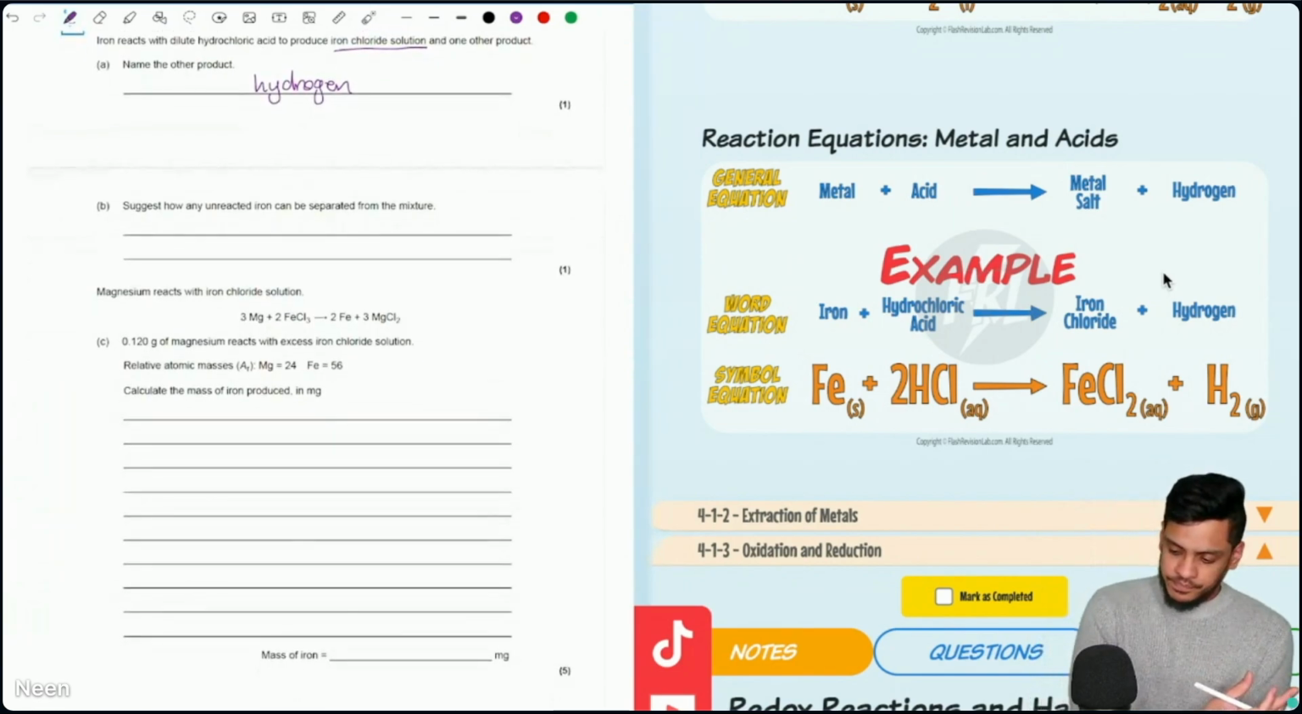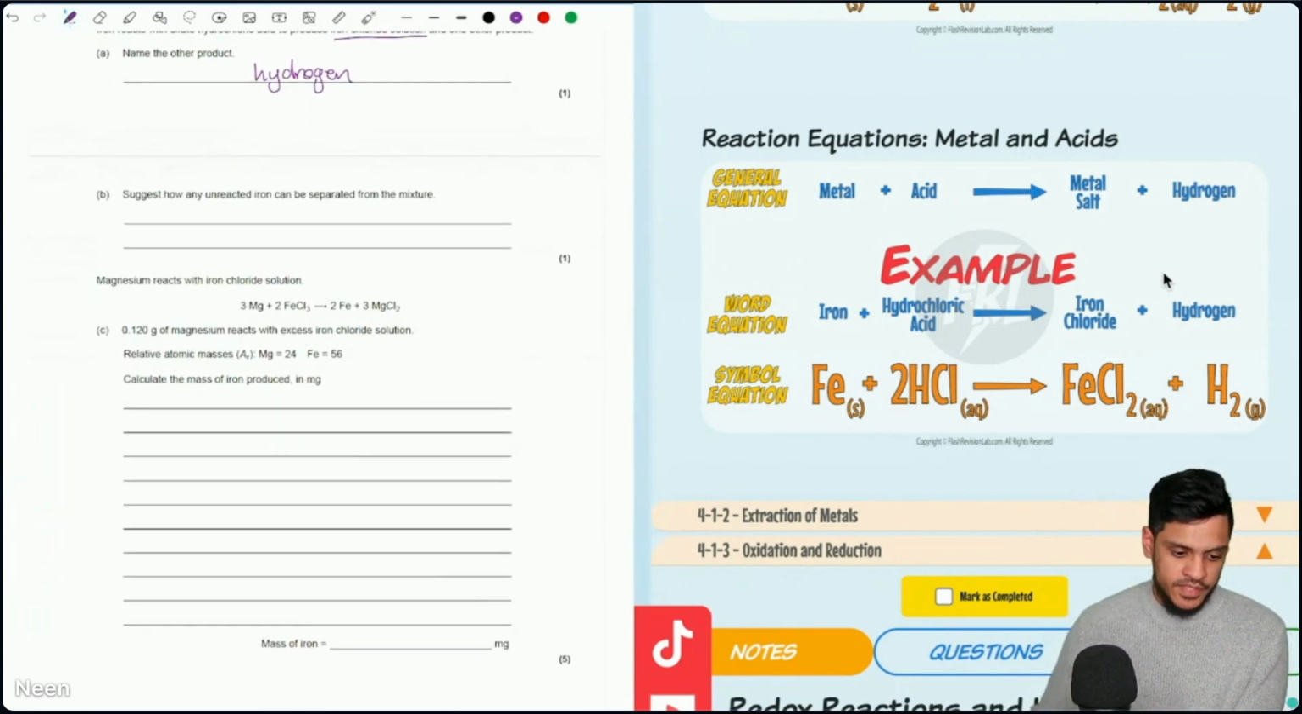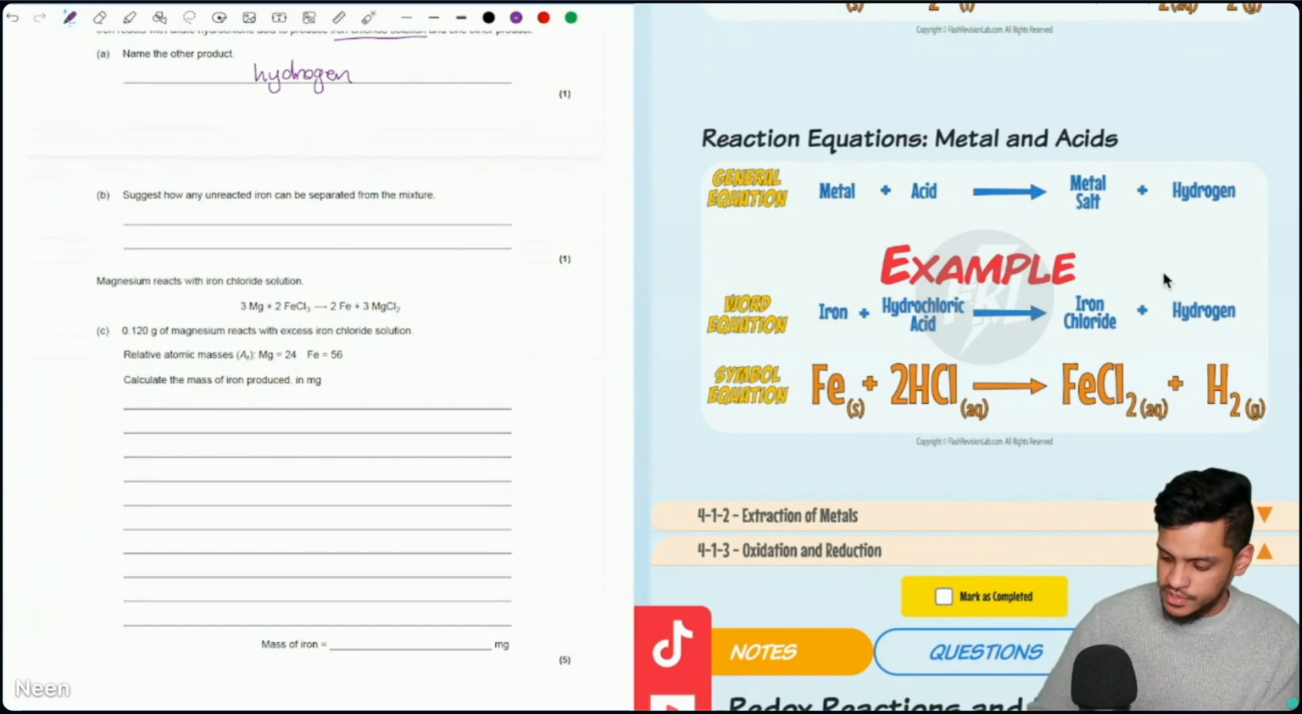So you've got pieces of solid in the solution. You want to separate them. Separation technique, you'll use filtration. Yep, well done.